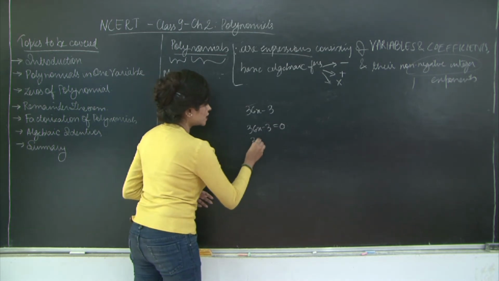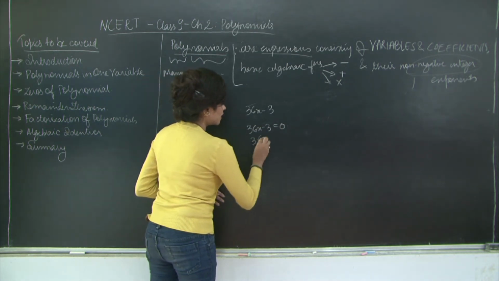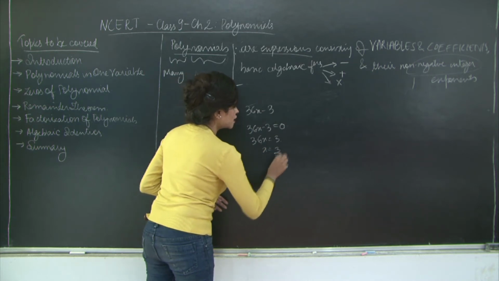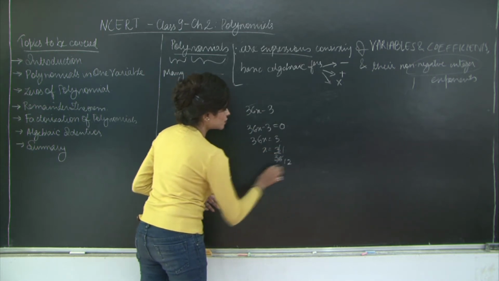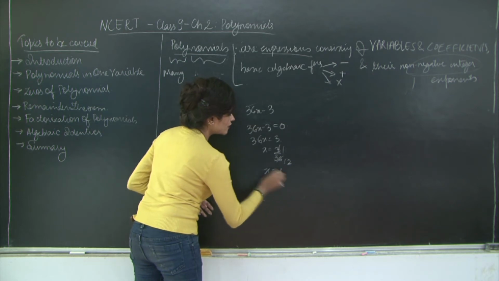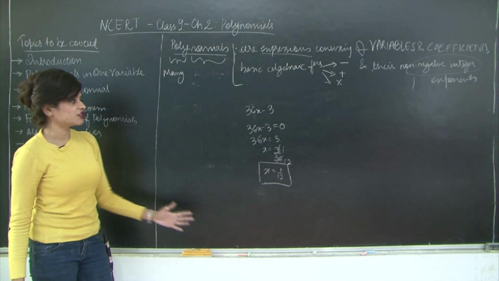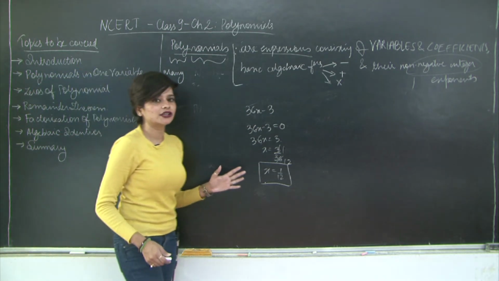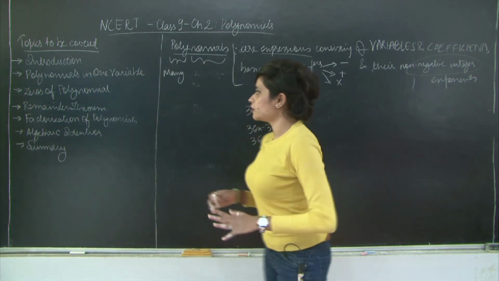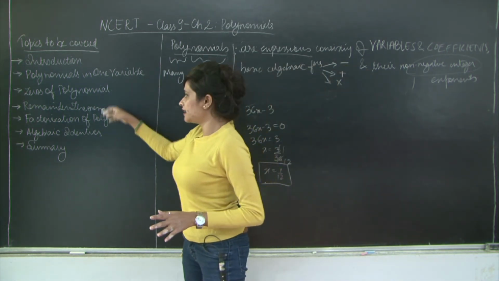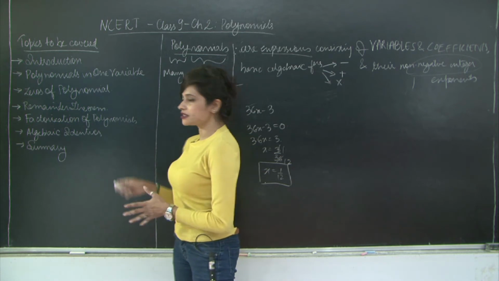So this becomes 36x is equal to 3, x is equal to 3 upon 36. So 3 1s are 3, 3 12s are 36. So x is equal to 1 upon 12. X is equal to 1 upon 12 becomes the zero of this polynomial. So this is how you usually go about finding zeros of polynomials. We'll take a look at in-depth details of zeros of polynomials and these other 3 remaining sections in the forthcoming lectures.